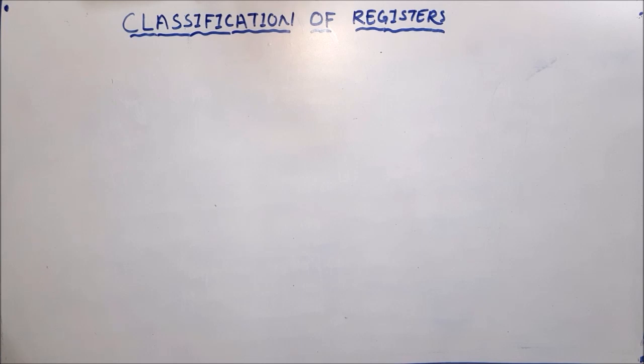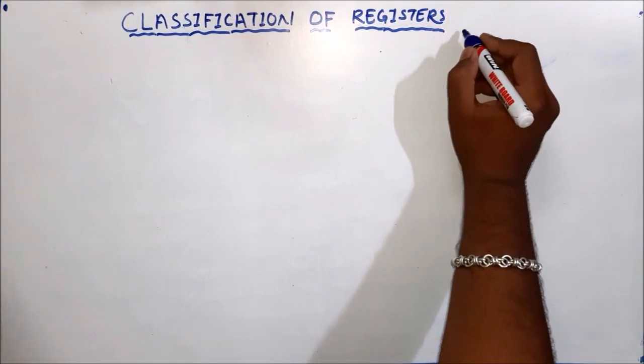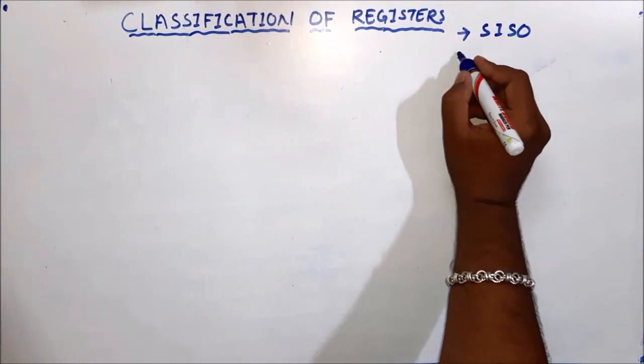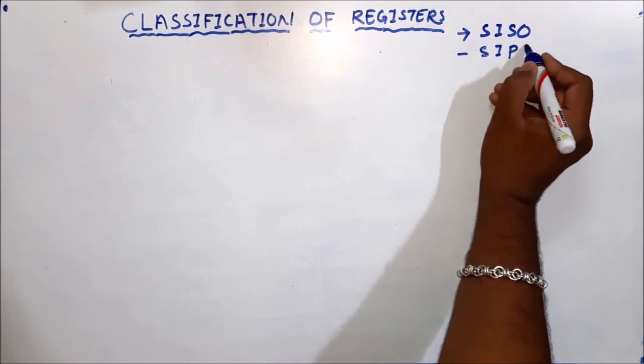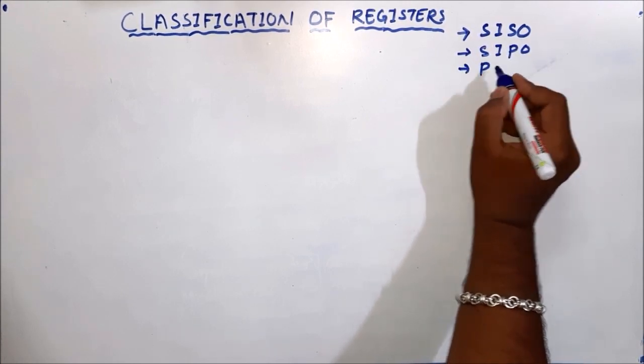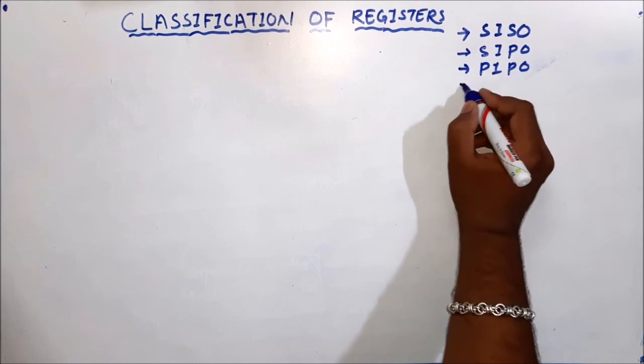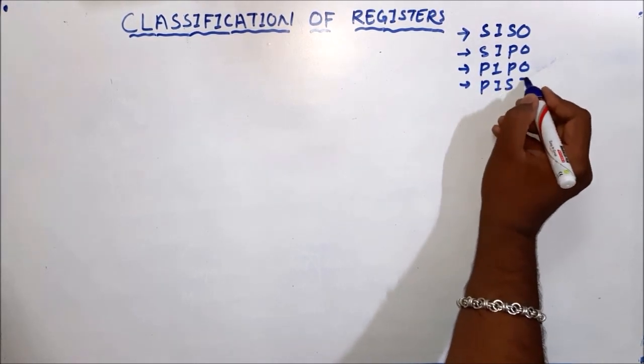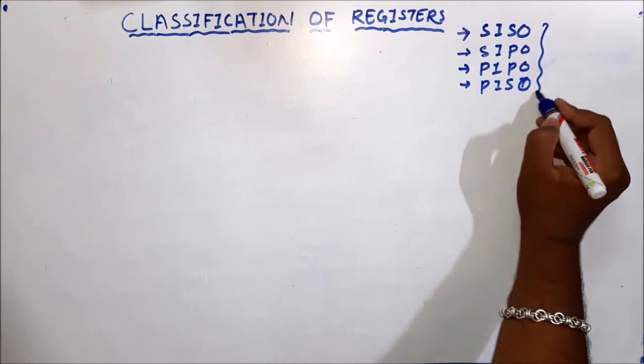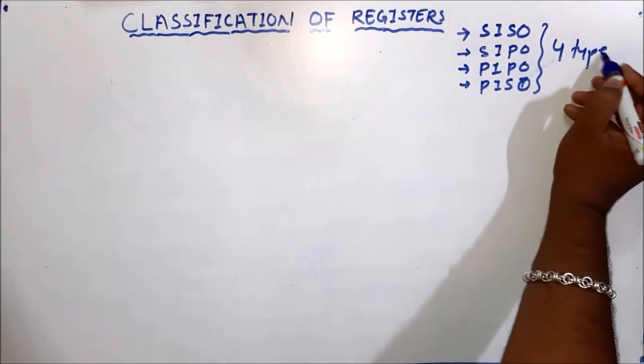Hi there. In the last lecture we studied registers and how they store data. As we know, a register stores data of 1 bit per flip-flop, and in this class we will study the classification of registers and look in detail at each register individually. The registers are classified into 4 types: serial input, serial output; serial input, parallel output; parallel input, parallel output; and parallel input, serial output. These are the basic 4 types of registers.